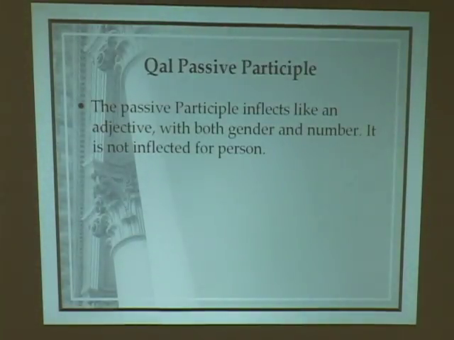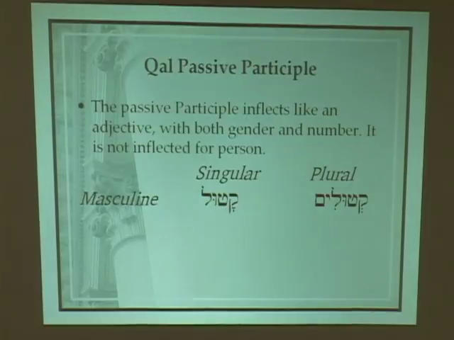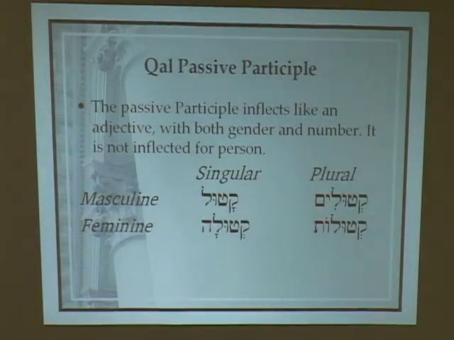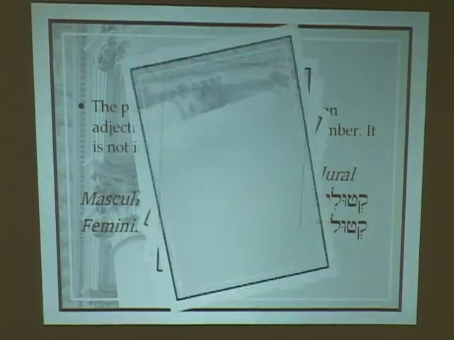Qal passive participle. There's the fun part. The passive participle inflects like an adjective with both gender and number. It is not inflected, however, for person. Let's look at the example. Katul, plural ketulim. There's your proper rules of reduction. Ketula, plural ketulot.